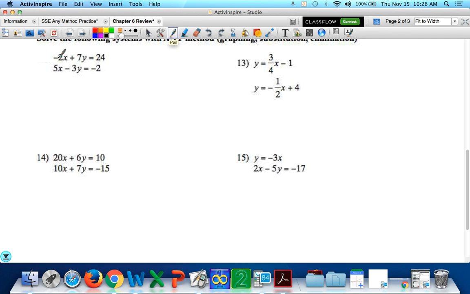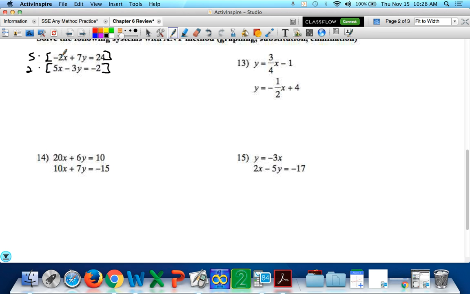If I want to turn a 2 into a 10, I'm multiplying by 5. If I want to turn a 5 into a 10, I'm multiplying by 2. So you kind of just flip these two numbers. Also, careful with your signs. Think about it. This would be a negative 10. This would be a positive 10. That's exactly what we want. We want same number and opposite signs. That's how elimination works.